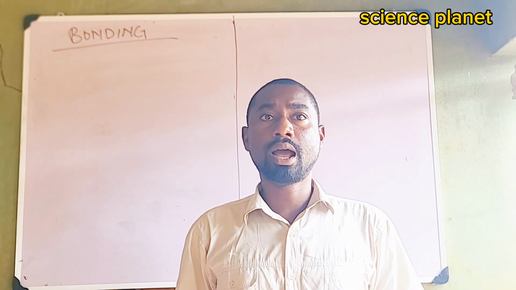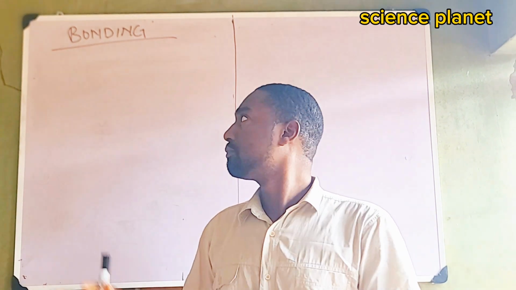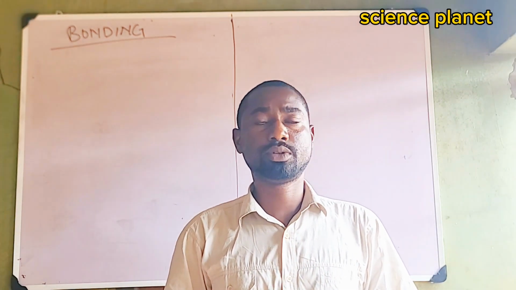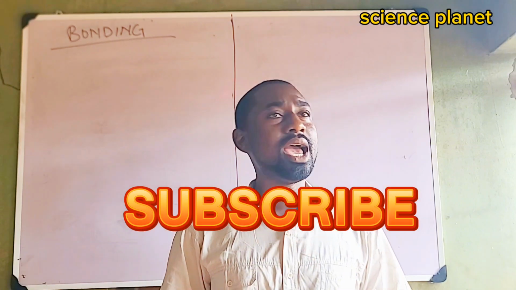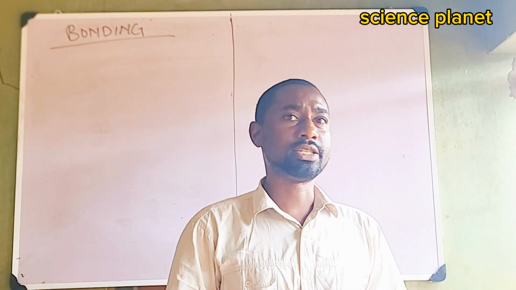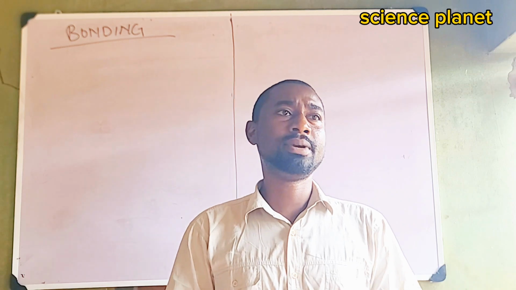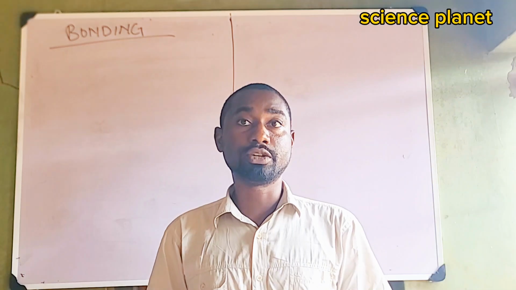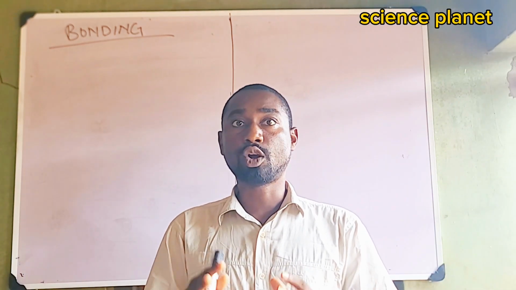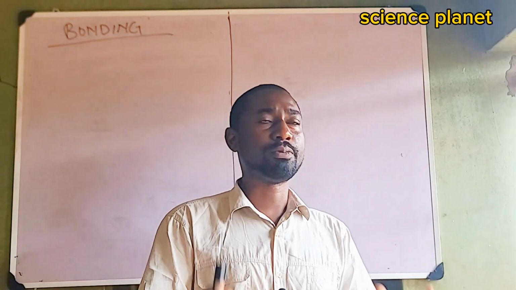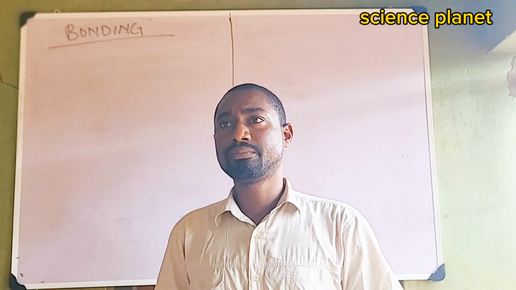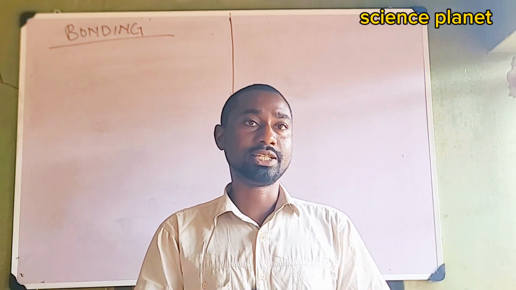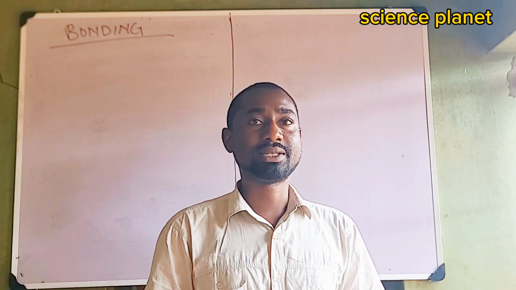Let me tell you why bonding is important, or why atoms go into bonding. All elements in the periodic table want to attain a stable configuration state. They want to attain an octet or duplet state. If you look at your periodic table, the group 8 elements have attained a stable electron configuration, the octet or duplet state, and that makes them stable.